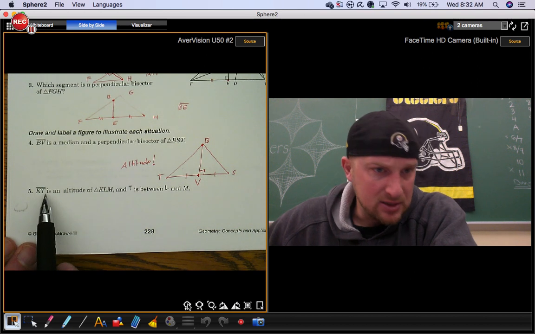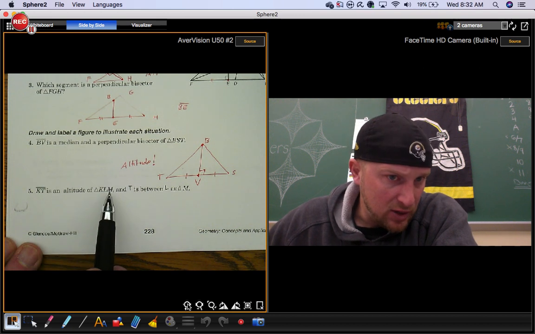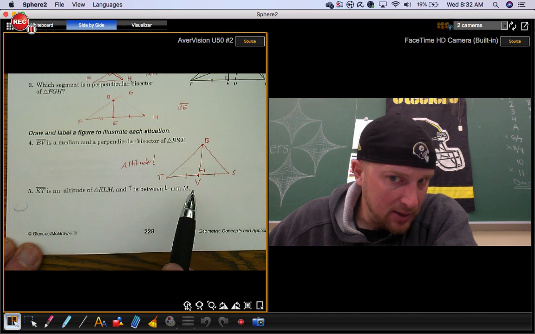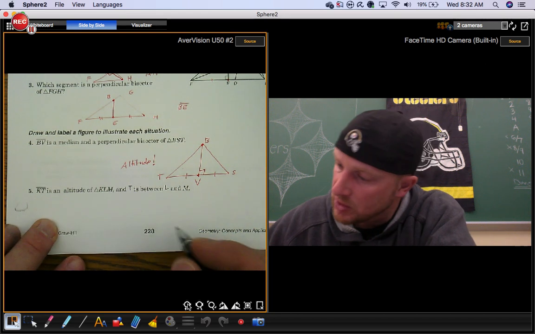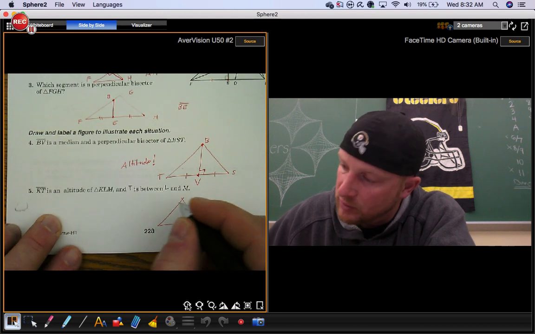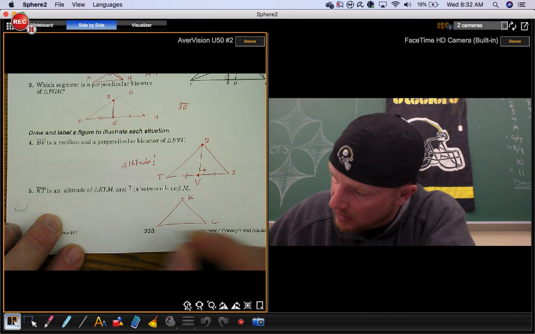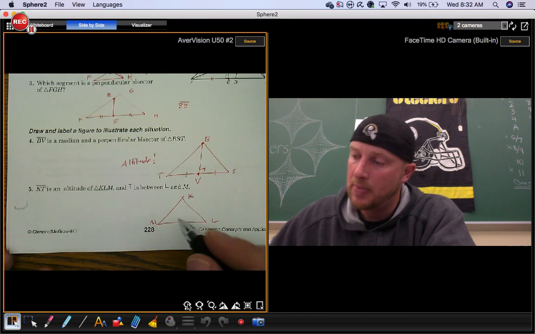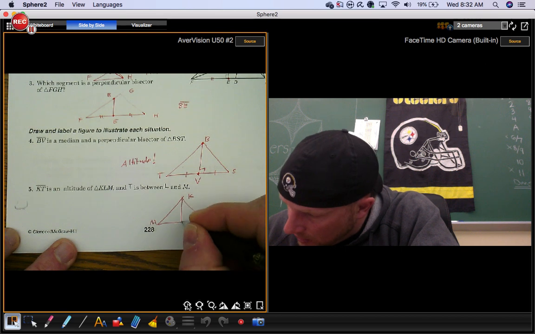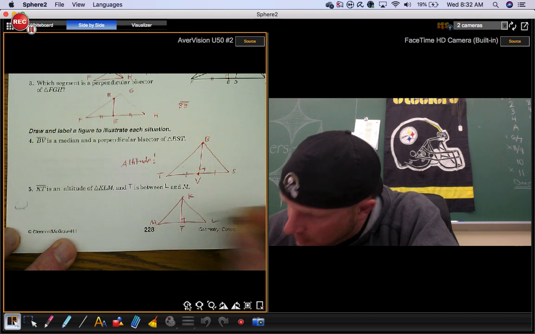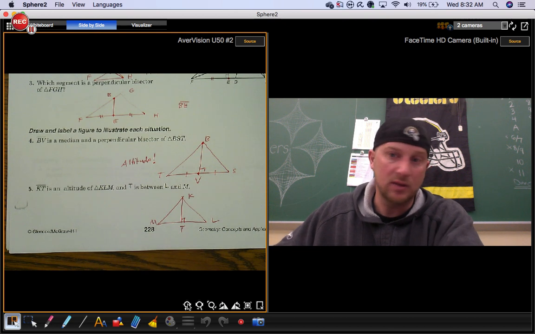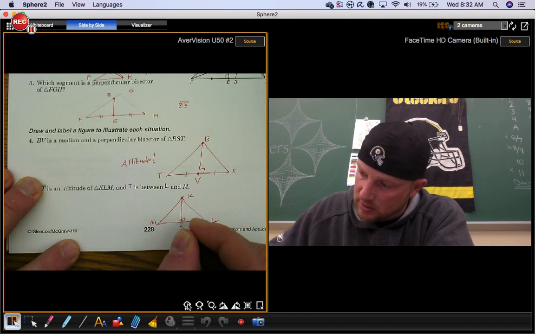Segment KT, this is number 5, is an altitude of triangle KLM, and point T is between point L and point M. So I'm just going to draw a triangle, and if I have to adjust, I have to adjust. Here's point K, L, and M. Now I want segment KT to be an altitude, so I'm just going to draw it like this, where there's T, and you want T to be in between L and M, so that works out perfectly. It touches your vertex, and it has that right angle.